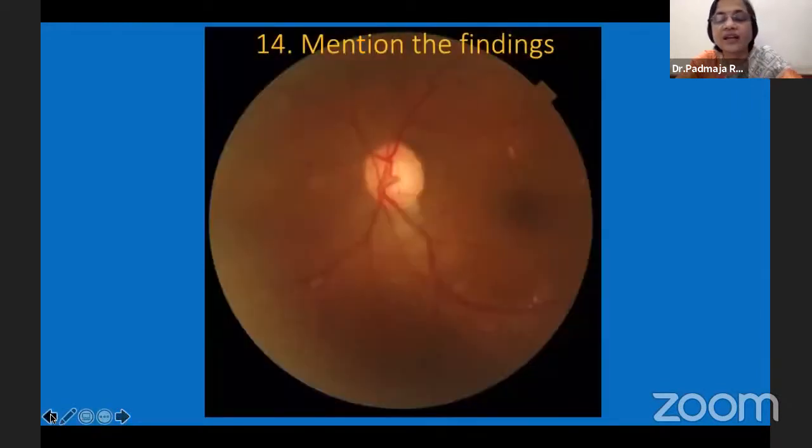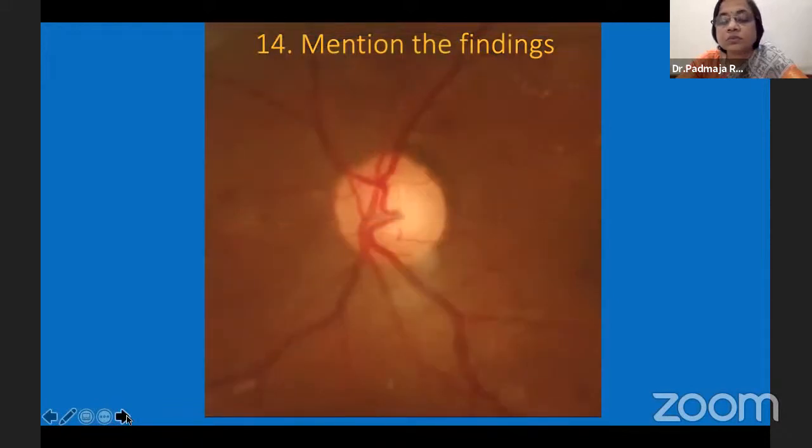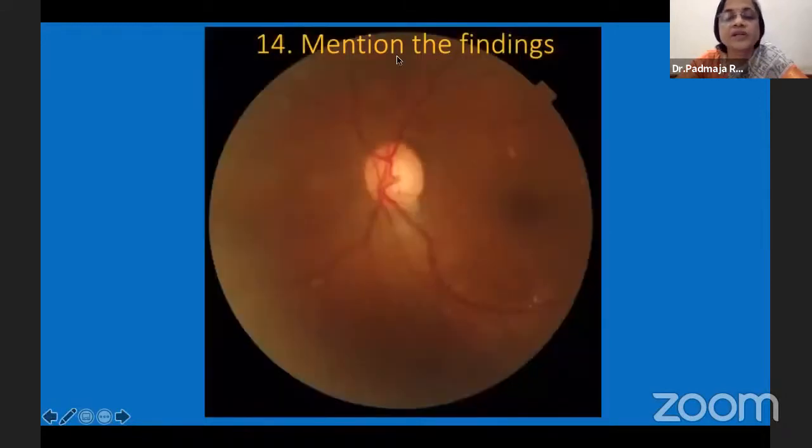Here also, please describe the finding, if at all you find any important finding that will be required for the grading. Now, here if you see, there are hemorrhages in all 4 quadrants, and there are some hard exudates which are even approaching the macula. So we know that this patient will require referral.